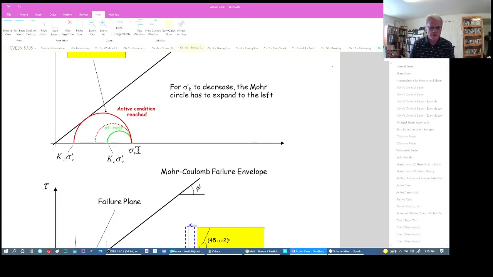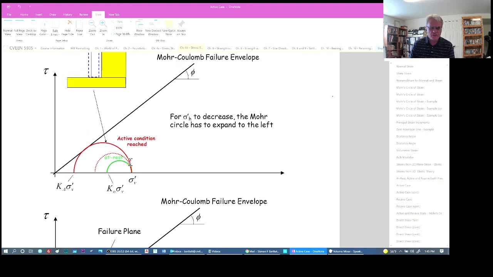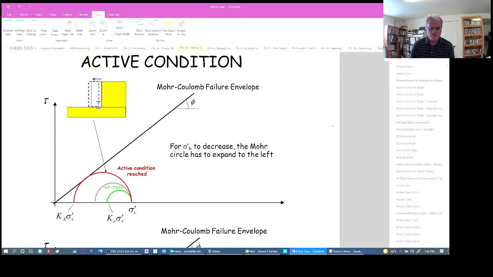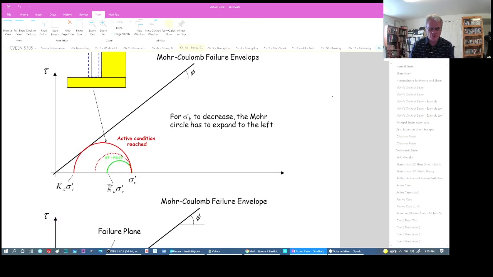As we look down here, we initially start at some state of stress where we have sigma v, the vertical stress, and we have the horizontal stress, and we're just going to represent the horizontal stress. Remember, K is horizontal divided by vertical, so K times vertical gives us the horizontal. So at rest, we have the vertical stress and the horizontal stress.